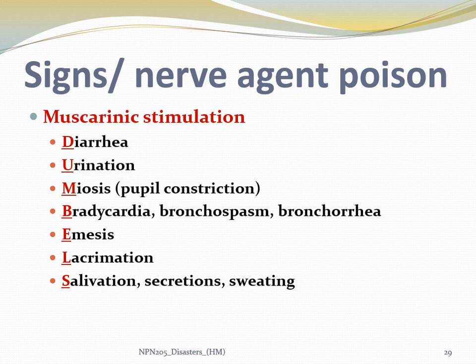All right, signs of nerve agent poisoning is a muscarinic stimulation only. So involved with the memory, arousal, attention, bronchial small muscles, the bladder. So this is your mnemonic DUMBBELS. So you have diarrhea, urination, miosis, that was that pupil constriction, bradycardia, bronchospasm, bronchorrhea, emesis, lacrimation, salivation, secretion, sweating. All right.